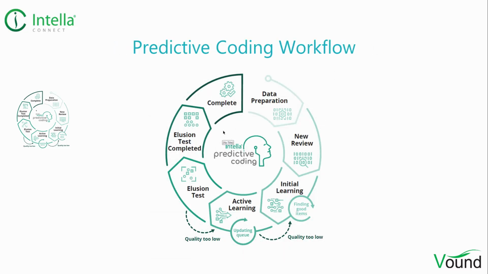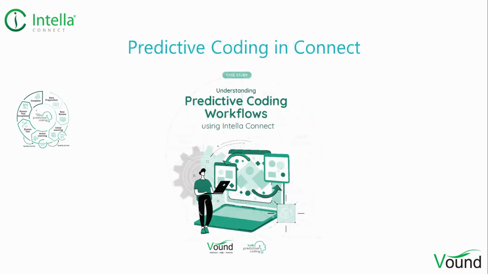We use a workflow for predictive coding in IntelliConnect. The workflow is shown in this image. You can see that there are 7 steps in the predictive coding workflow. Note that there are some steps in the workflow where you may need to move back to a previous step. We will talk more about that later. Let's look at the workflow in more detail.